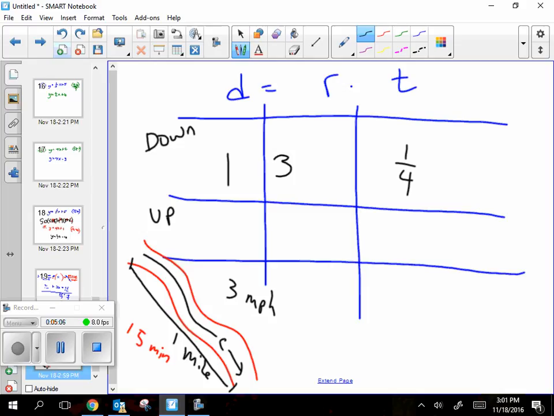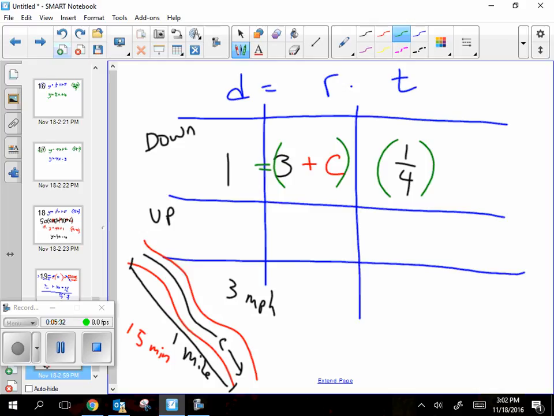So that 15 minutes is 1/4 of an hour. Okay. Now, my rate can't just be 3. With the current, I'm going faster than 3. 3 plus c. Now, on my equation that I just set up there, distance is equal to rate times time. 1 equals 3 plus c times 1/4. And that's an equation you could just solve.